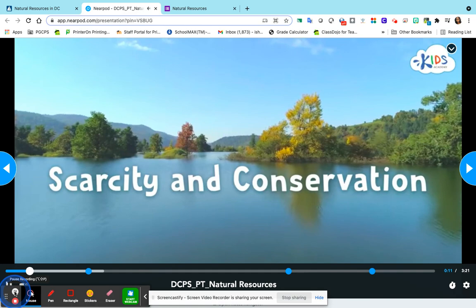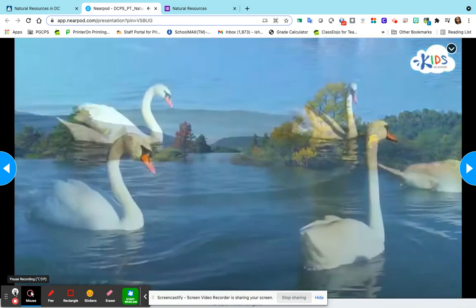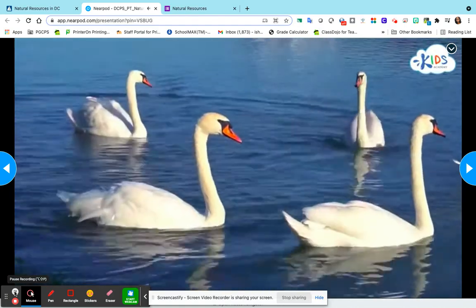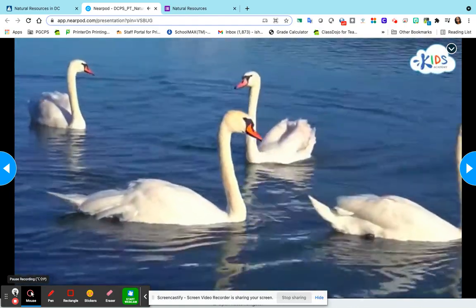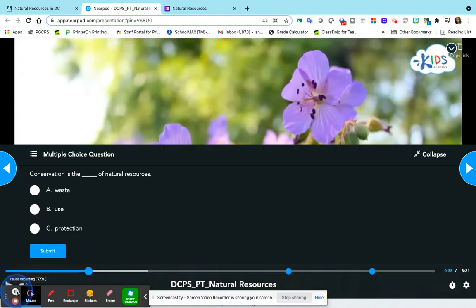Today, we will learn how to protect natural resources. Natural resources are very important for living things. Humans, animals.